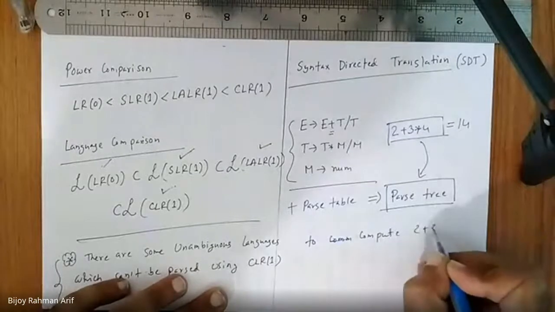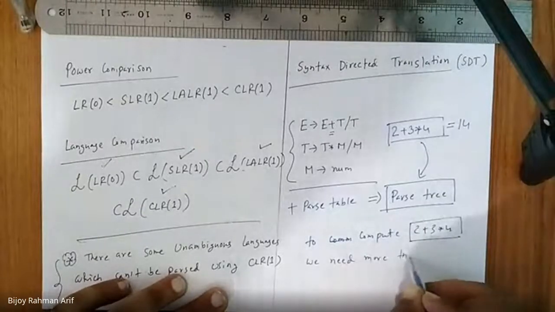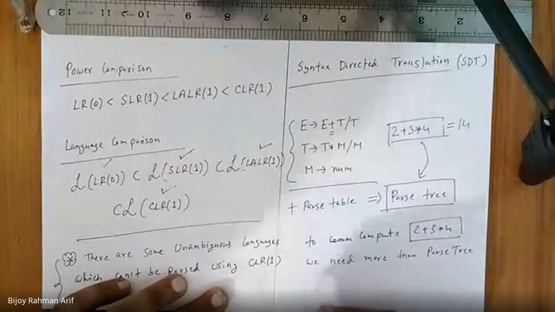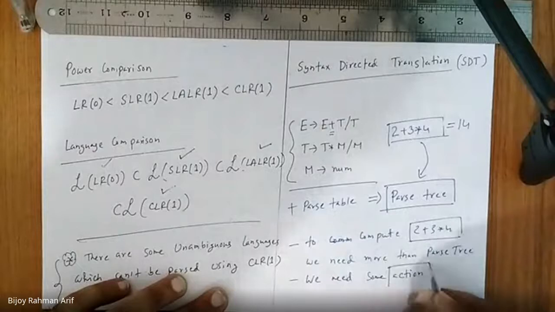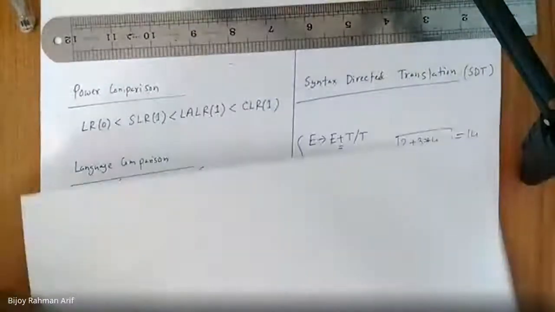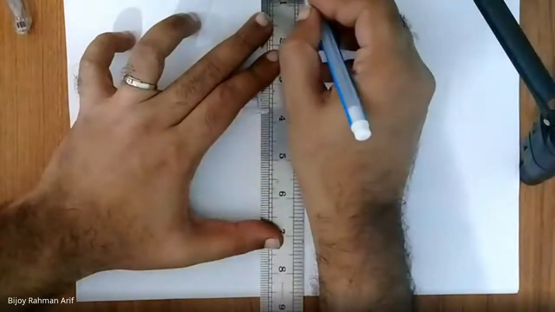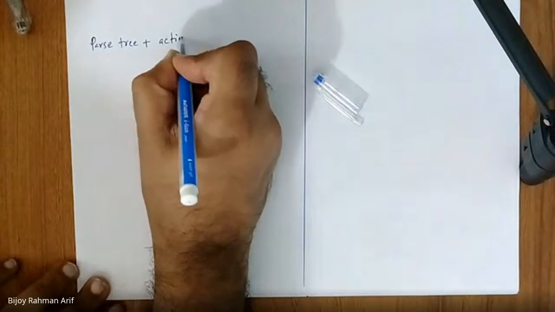So to compute 2 plus 3 star 4, we need more than a parse tree. We need some action level. Okay. So this action is also called a semantic rule. So parse tree plus action or semantic rule.